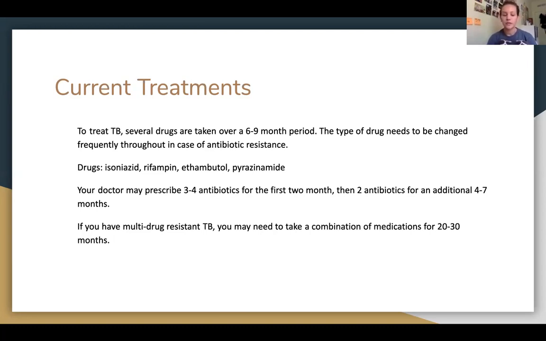And the reason why there are so many drugs required is just because of the rise in antibiotic resistance in bacteria. So thankfully, doctors are able to take a sample of the bacteria from a patient and then identify which strain is present and determine which antibiotics are most likely to be effective. However, since there are multiple different strains and there can be different resistance, using several different antibiotics is really necessary to get rid of TB. And then multi-drug resistant TB is becoming more and more common, which is pretty concerning. It requires a combination of medications, which include both oral and injectable antibiotics, and you could be treated for 20 to 30 months.